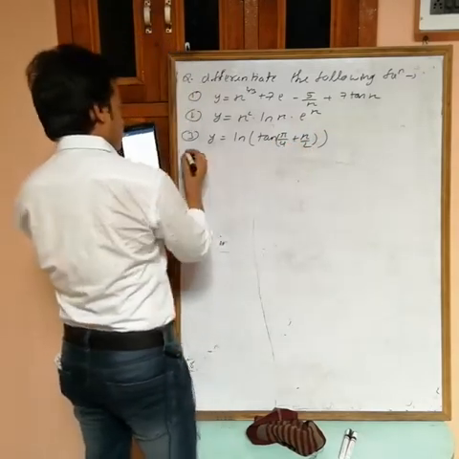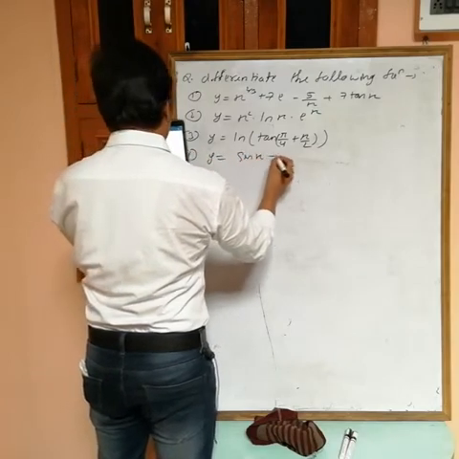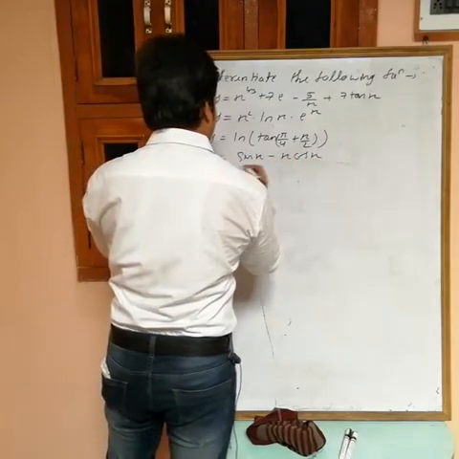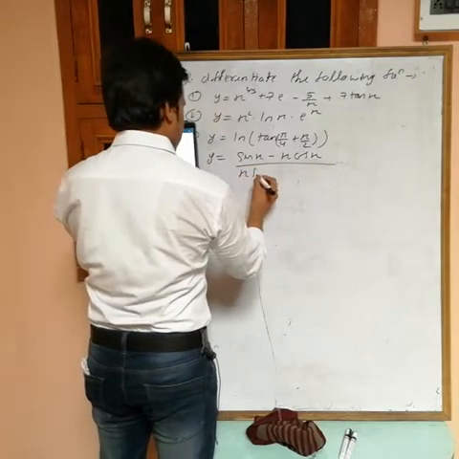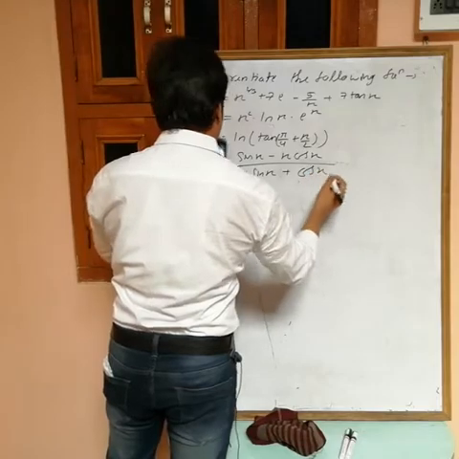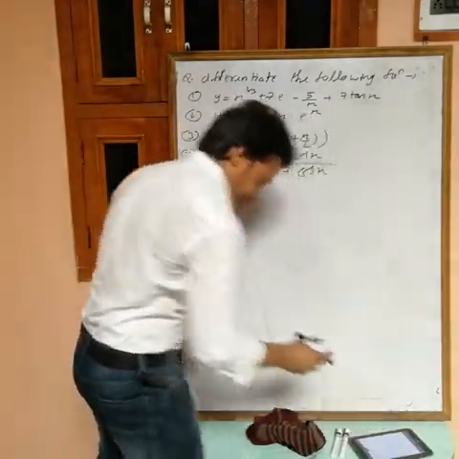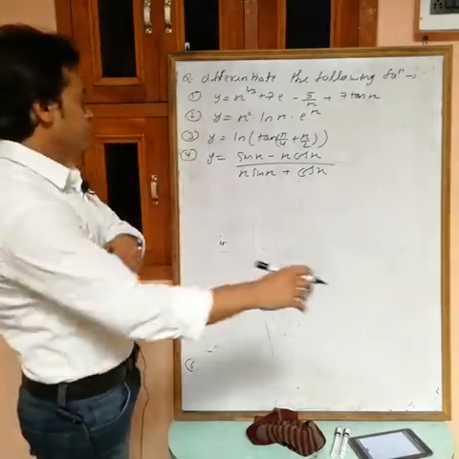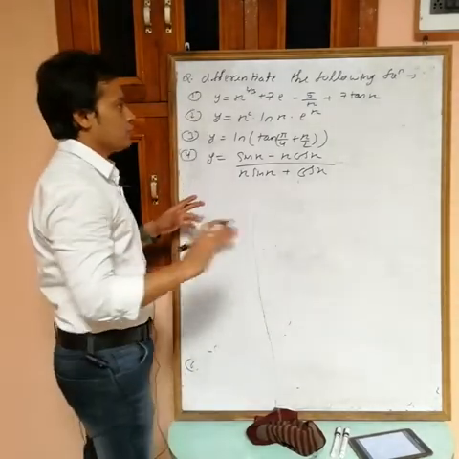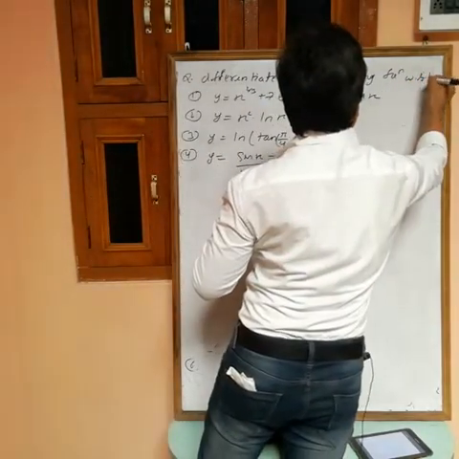Okay, and the fourth one is y equals to (sin x minus x cos x) by (x sin x plus cos x). Okay, first we will differentiate these four, then I will write the next. Now see, we want to differentiate all these functions with respect to x. Okay, differentiate the following functions with respect to x.